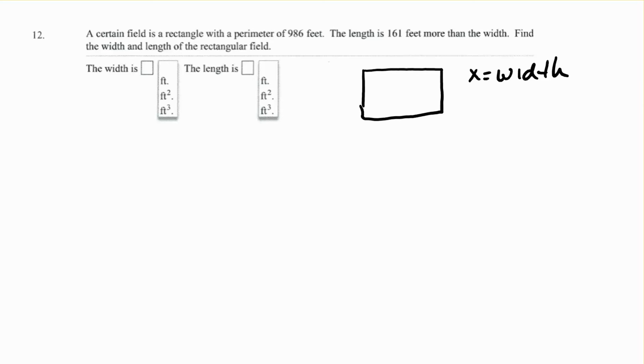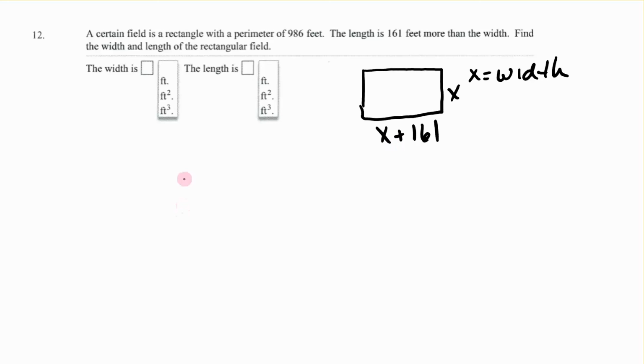Okay, I'm just hoping that audio is recording. All right, the length is 161 feet more than the width. So it is x plus 161. So if this one is x, this is x plus 161.